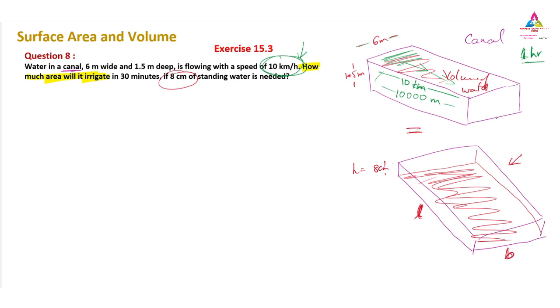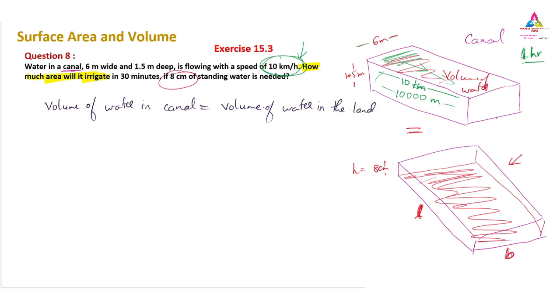So what will happen according to the question? Just I will make a note of it. Volume of water in the canal is equal to volume of water in the land or in the field. Okay, in the land, what you can take for irrigation.